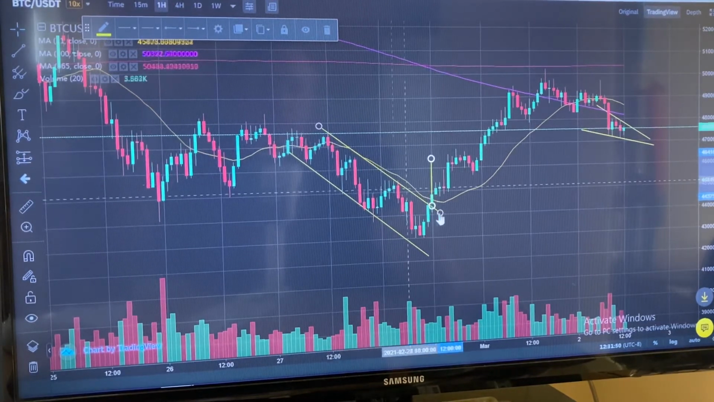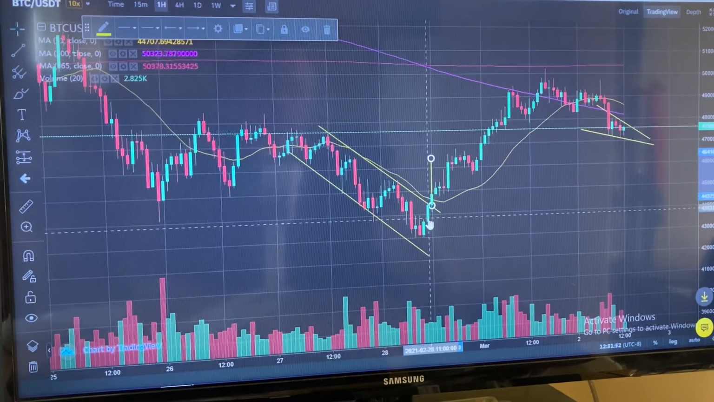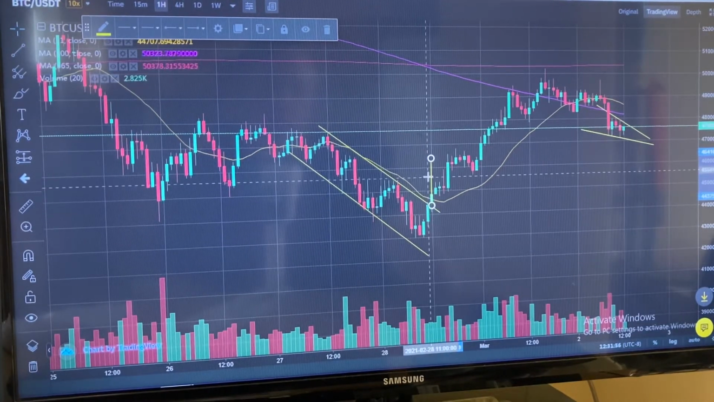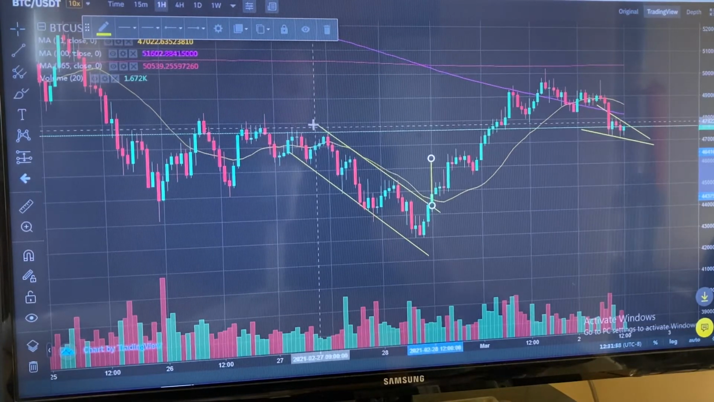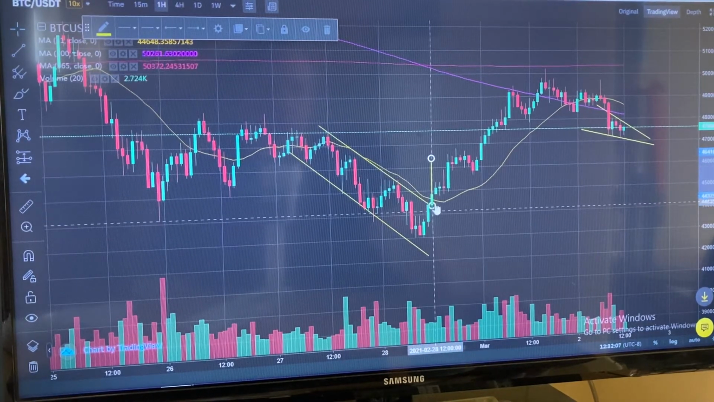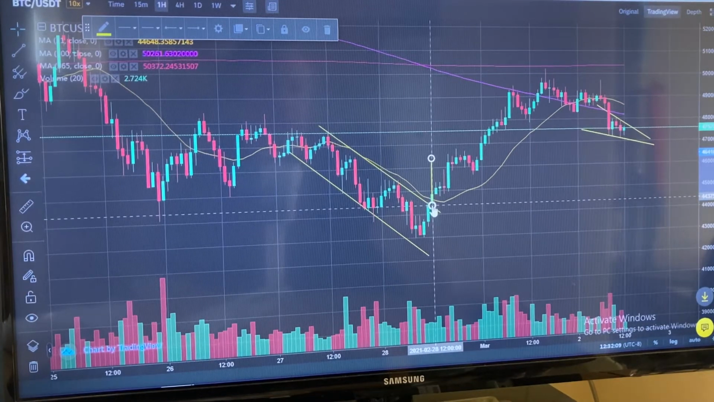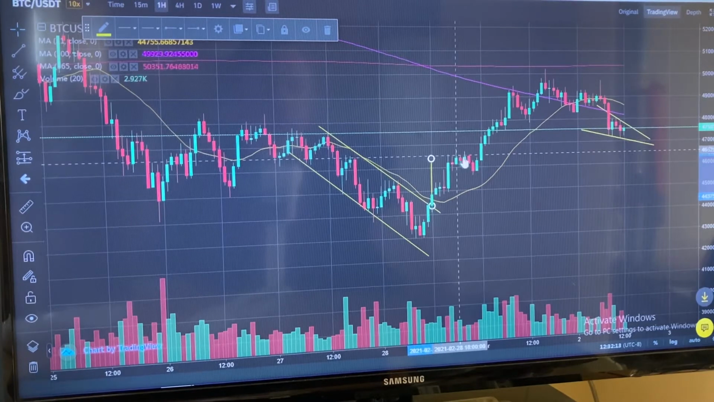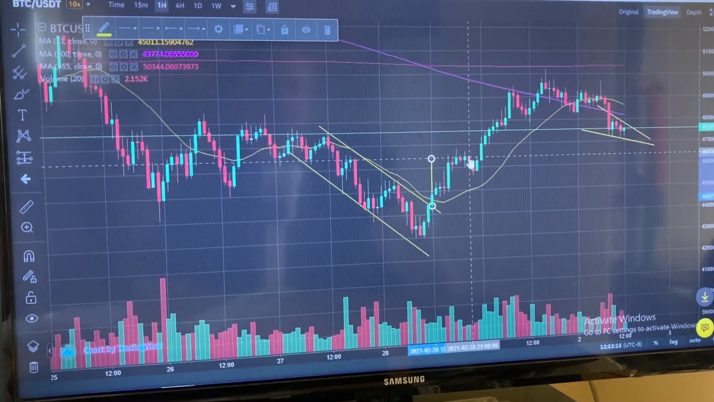So we see this pattern, it's a descending channel. We create the lines, all right? Then we measure by going over here with our drawing tool. We just create a line from the top down to the bottom. We drag it over to here where the breakout is happening, and at the top of the line is where the price action started to settle.